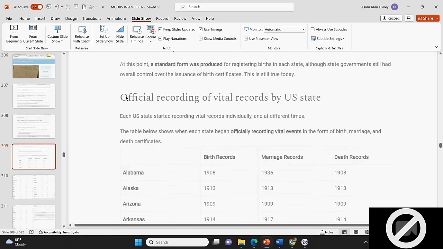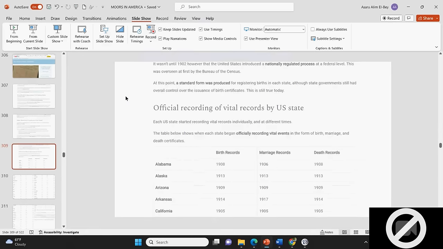All right, so it wasn't until 1902, however, that the United States introduced a nationally regulated process at a federal level. This was overseen at first by the Bureau of Census. At this point, a standard form was produced for recording births in each state, although state governments still had overall control over the issuance of birth certificates. This is still true today.